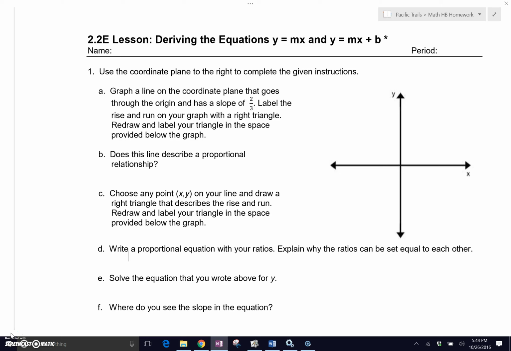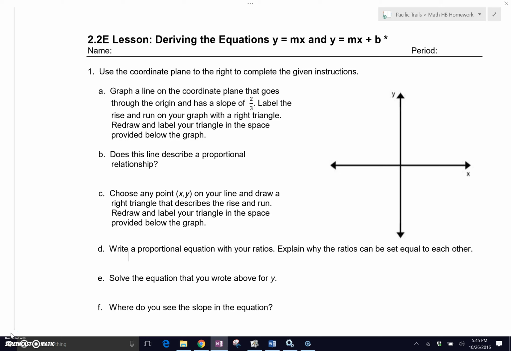So right now go ahead and take out lesson 2.e. So pause it, and you can unpause it when you're ready. And so today what we're going to be learning about is deriving the equations y equals mx and y equals mx plus b. I want you to remember, we've been looking at these. All the linear equations we've been looking at have dealt with these two equations. Now I'm going to show you actually how we solve that.